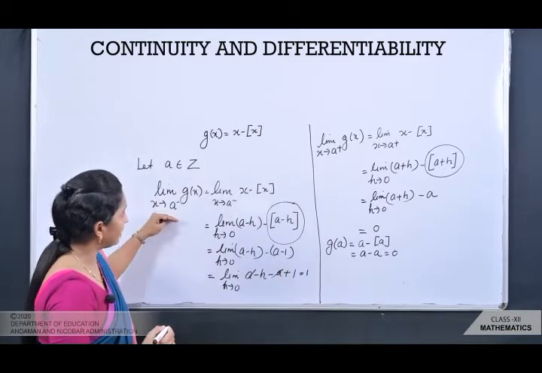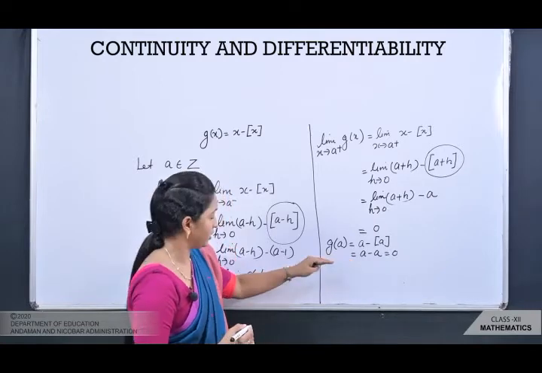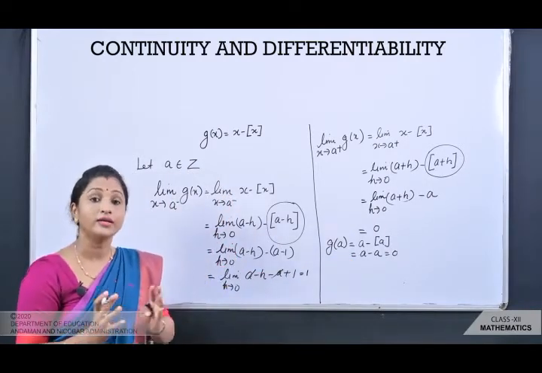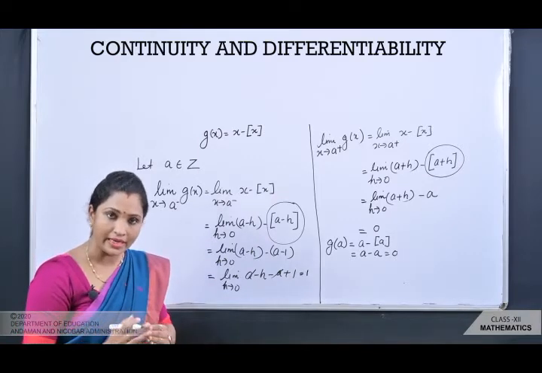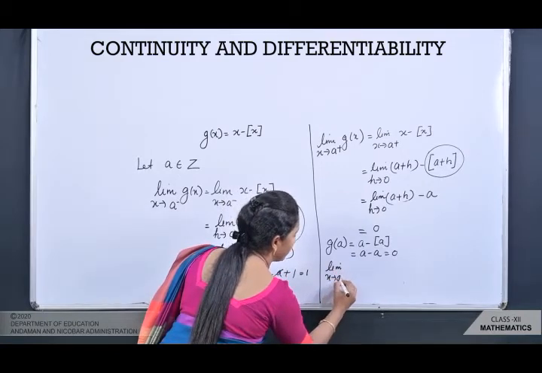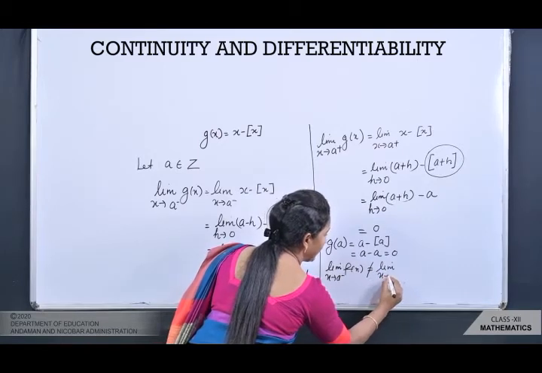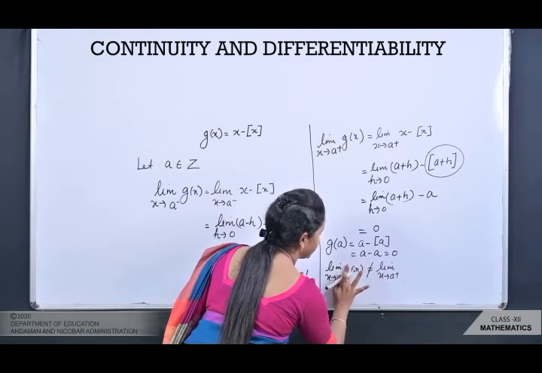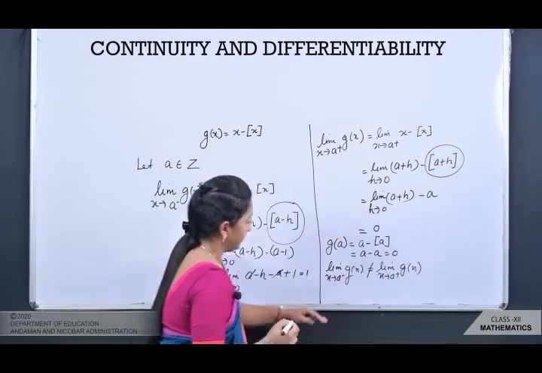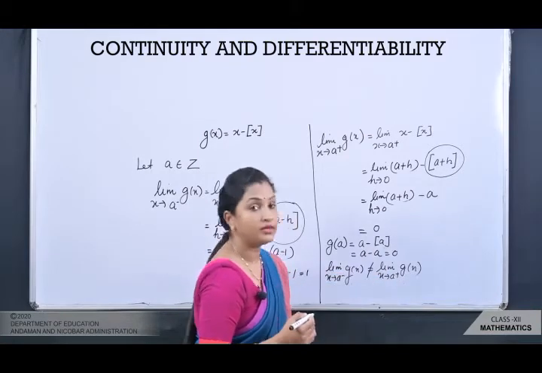So from the left hand limit, right hand limit and the value of the function at that particular point, you can say that it's not equal. All the three are not coinciding. Okay, तीनों आपस में मिल नहीं रहे हैं. So आप बोल सकते हो limit x tends to a minus g of x is not equal to limit x tends to a plus g of x.